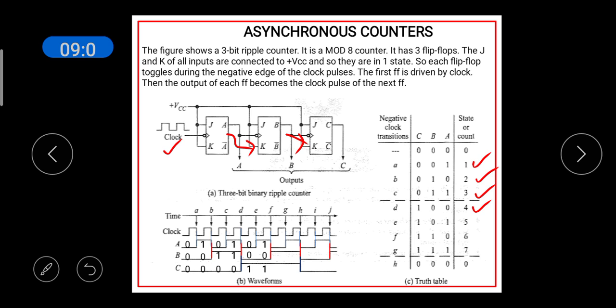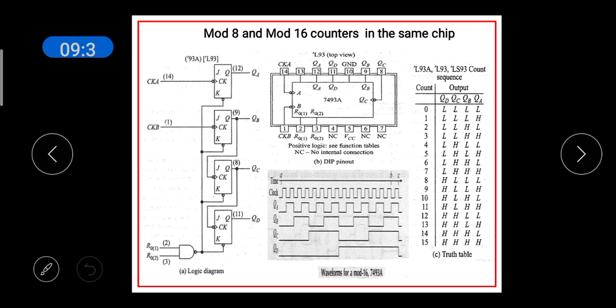After the fifth clock pulse, 1, 0, 1, which is represented by this state in the truth table. After the sixth clock pulse, it is 1, 1, 0, which is represented by this state in the truth table. After the seventh clock pulse, it is 1, 1, 1, which is represented by this truth table. After the eighth clock pulse, all the outputs become 0. So here the counting is from 0 to 7. It is counting 8 numbers. So this is called a mod 8 counter.